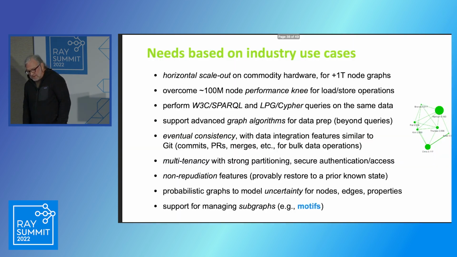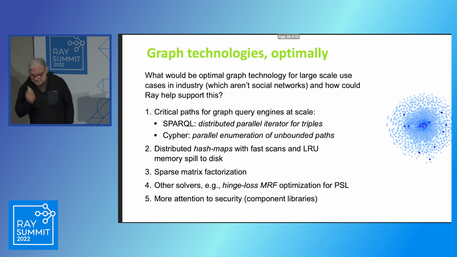So we moved ahead on working toward horizontal scale out for trillion node graphs that could have a lot of richness, really overcoming the performance need that you see at about 100 million. In particular, it's the load and store, the serialization operations, that are just really killer if you're using something like Neo4j. Also, a lot of support for more advanced graph algorithm work, not just queries. A lot of need for eventual consistency in terms of how we manage data, multi-tenancy, on and on.